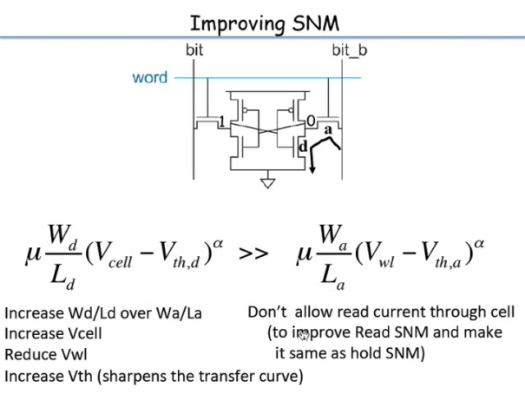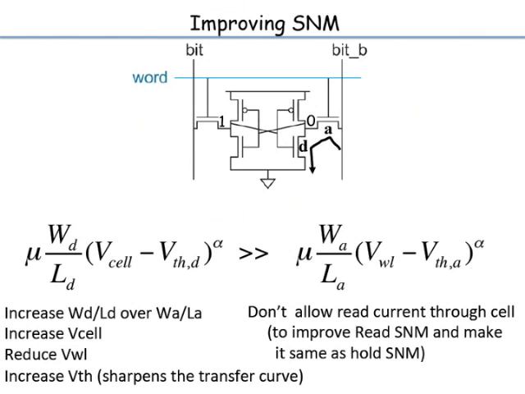Okay. Now here is a more radical idea. Don't allow read current through the cell. See, the problem which is happening here is that when I turn on the word line, my current is flowing through the cell, which is causing an IR drop, and this voltage goes up. So the question is, can I read the cell without having any current go through it? Then the cell is always in this hold state. So the read noise margin is the same as the hold noise margin, because I don't have any current going through the internals of the cell.